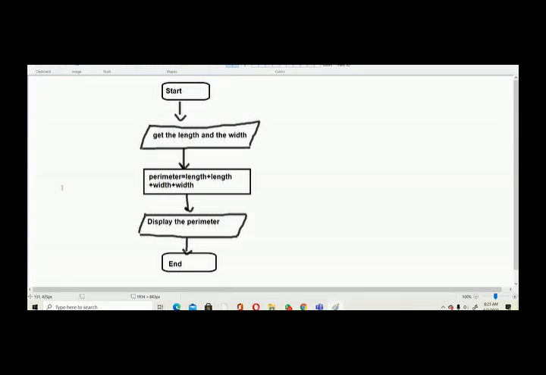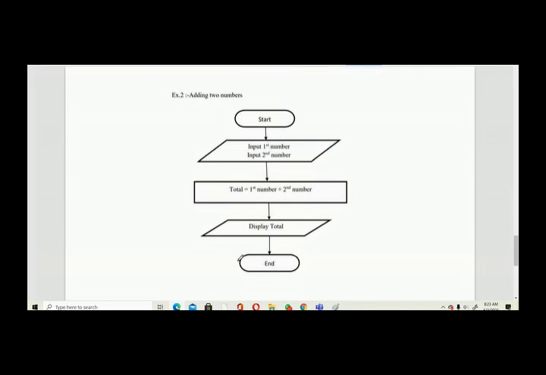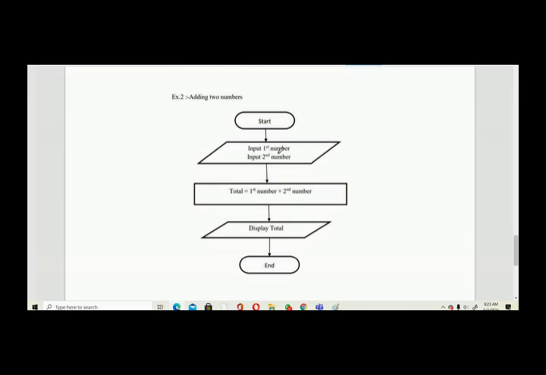So I have shown this in the presentation as well. Just check whether your answers are correct. So adding two numbers, we can write input also. Input first number, input second number, or else we can write get the first number, get the second number, or as I wrote, get number 1, get number 2. Then you can write total instead of the answer. Total equals first number plus second number. Then you display the total and the end. This is the same thing.